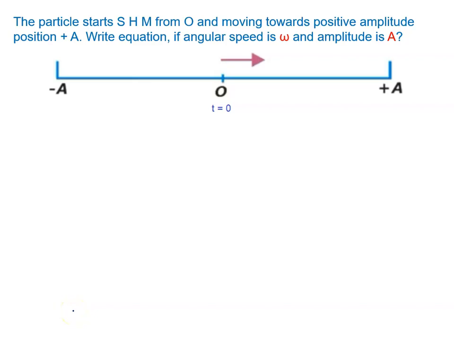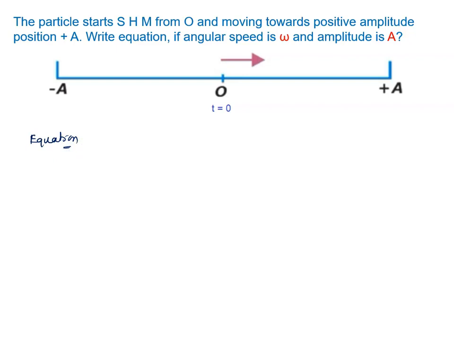Particle starts SHM from O and moves towards positive amplitude plus A. Okay, we have to write the equation if angular speed is given as omega and amplitude is A. Now to solve such a problem there are two methods, equation method and phasor method. So here we are discussing both methods, equation method and phasor method.